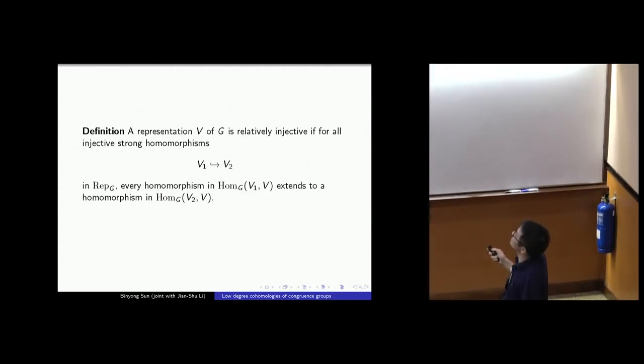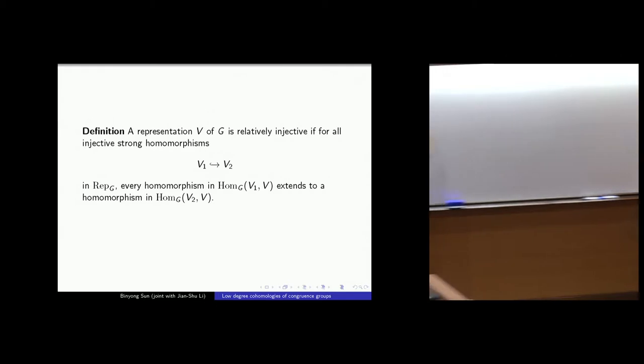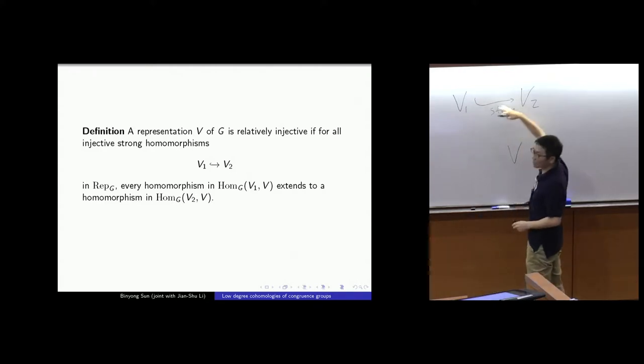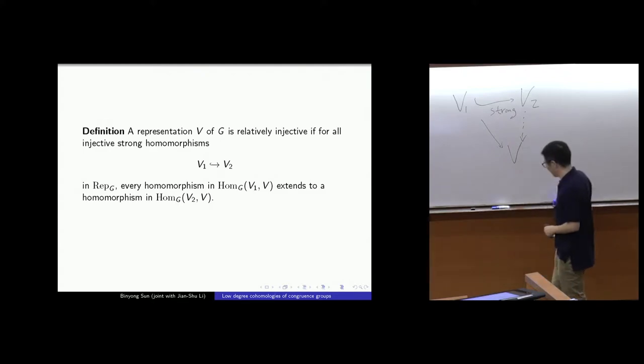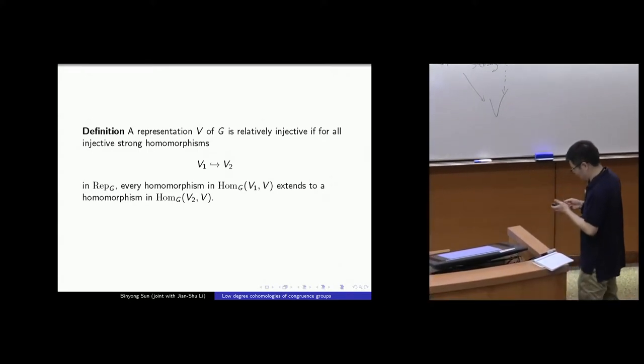A representation V of G is said to be relatively injective if for every injective strong homomorphism V1 to V2, every homomorphism from V1 to V extends to V2. So if we have V1 embedded into V2, and assume this is strong, this means V1 is a direct summand as a topological vector space, so this embedding splits. For every homomorphism, we can extend it. This is similar to the usual definition of an injective object in homological algebra. This is called a relative version.